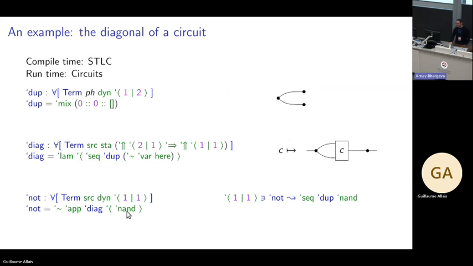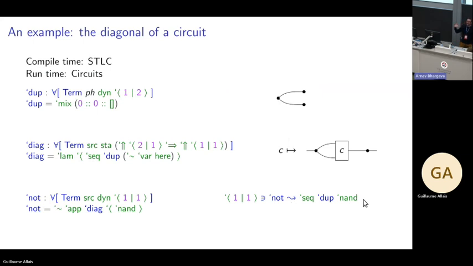So famously, you can get NOT by taking the diagonal of a NAND gate. And here on the right-hand side, we can see that this is a checked comment. I don't show you the proof, which is just REFL. But basically, it's saying that if we take this definition of NOT as the application of the diagonal function to the NAND gate, then it actually evaluates to the sequential composition of duplication and NAND. So it means that with the small language that we're going to introduce, hopefully you'll be able to see all of it.